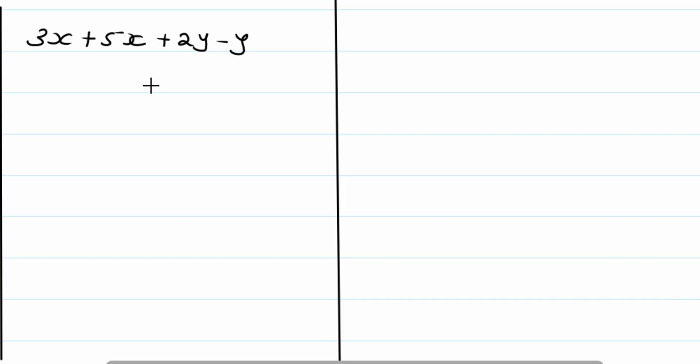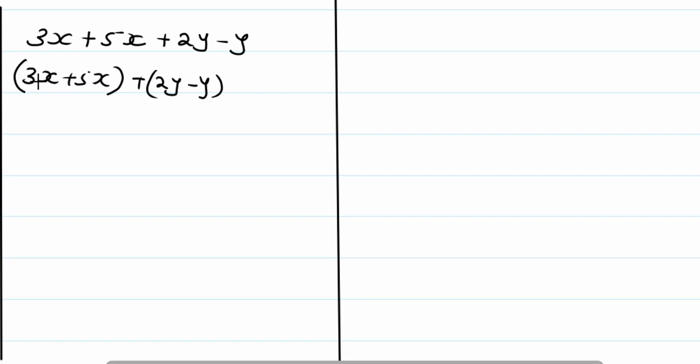When you are given an expression like this to simplify, the first step is to group the like terms together. In this case, you can see we have y and we also have x. So the first thing is to group all the x's together. Like in this case, we have 3x plus 5x. We can group those ones together. And then we also group the y's together. And we have 2y then minus y, like that. We group them together. Then from there, we can add them.